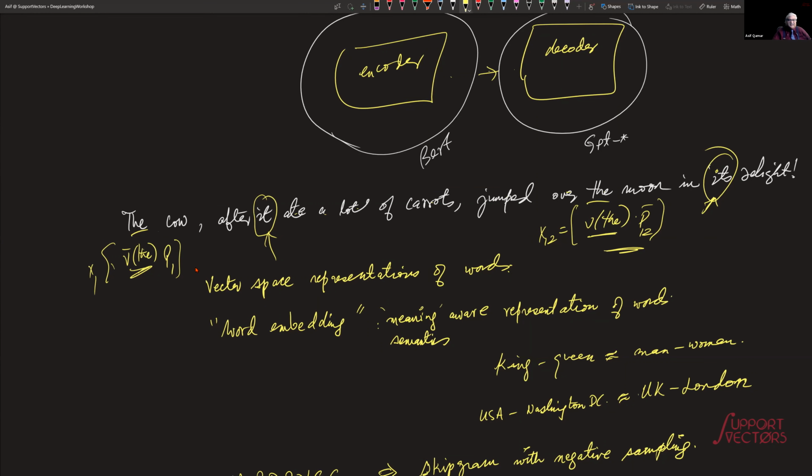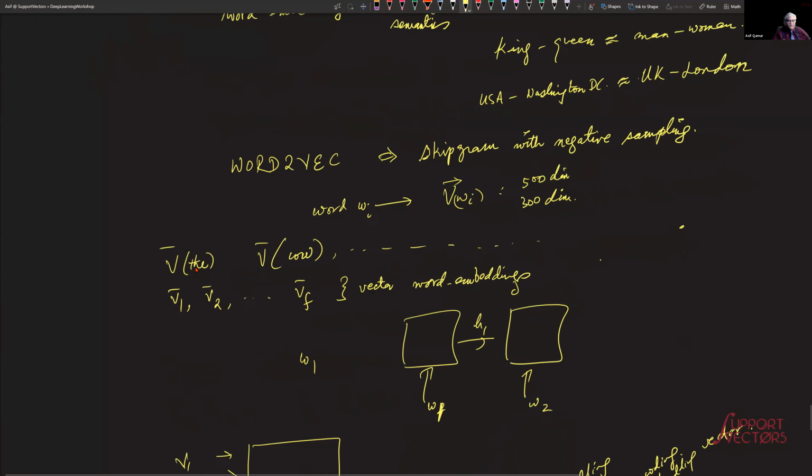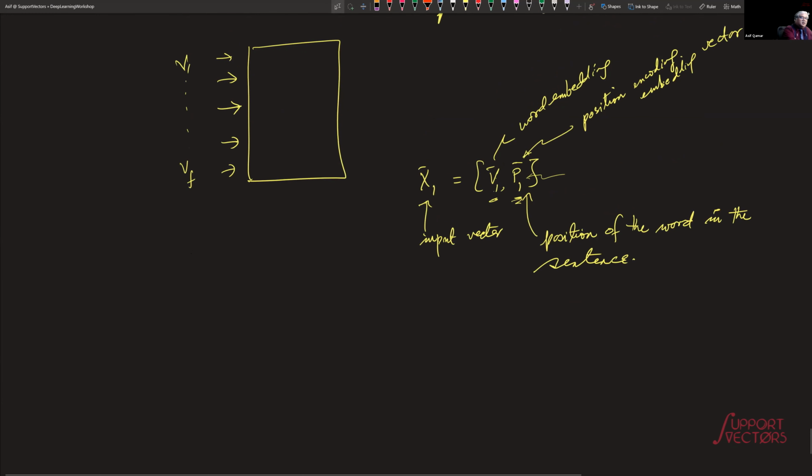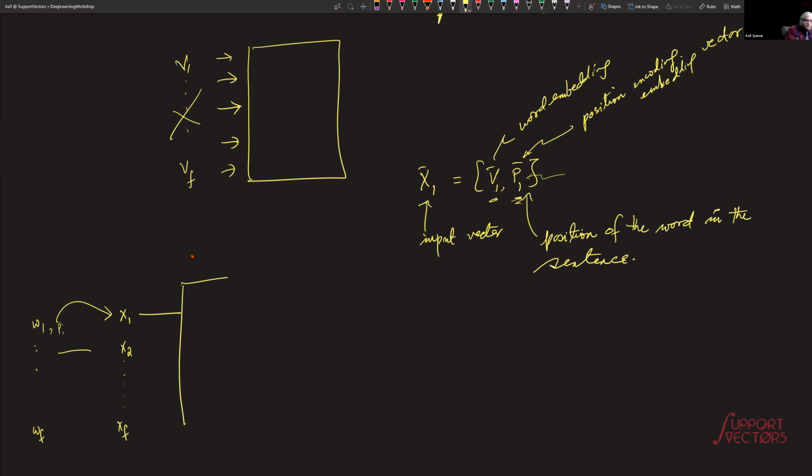Then what you do, and this is the most remarkable thing, you feed it. So this is of course wrong. You don't do it like that, because you can't just feed the words in parallel. But now that the words are position aware in the sentence, you can feed all the words, corresponding to W1, W2 to WF, so they map to their word and their position, W1, P1.